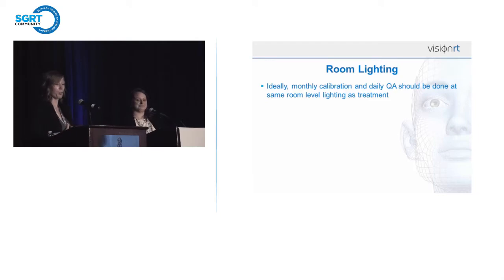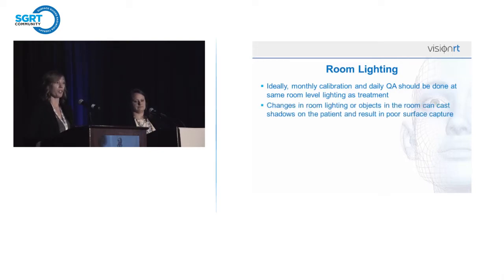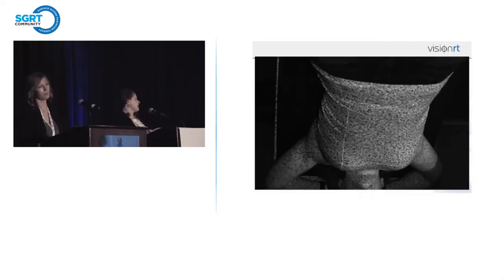Ideally, your monthly calibration and daily QA should be done at the same room level lighting as treatment. Changes in room lighting or objects in the room could cast shadows on the patient or result in poor surface capture. So this example is if you look at this side of the patient where the laser pointer is, I think it is her left side, you can see that it's much darker there. So we're not really getting a very good speckle pattern, which means that we're not going to get a very good surface capture. So it's important to be aware of those things too.